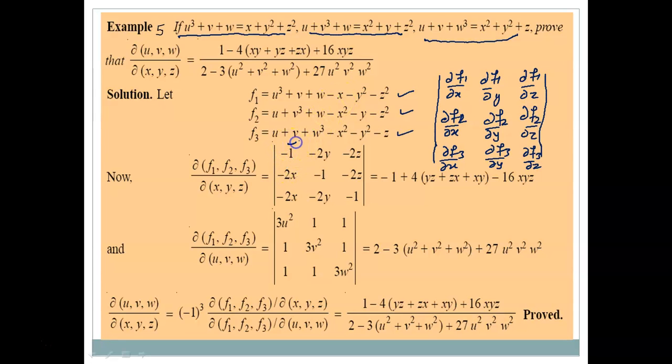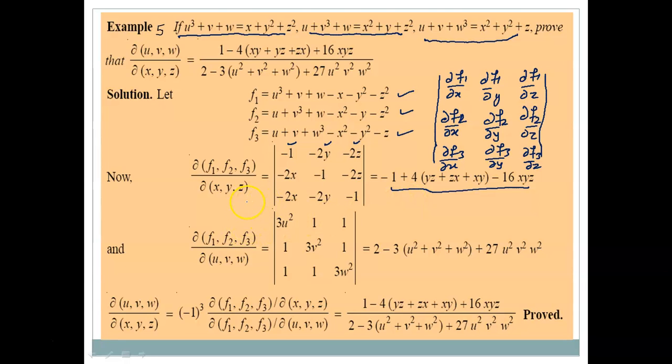So we have put −1 here. ∂f1/∂y, from here you have −2y, so −2y is there. ∂f1/∂z is −2z, so −2z is there. In the same manner, from f2 you can find all these values, and from f3 you can find all these values which are given over here, and the values come out like this. After simplifying this determinant, the value is this one.